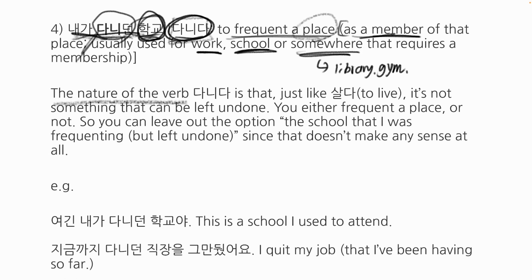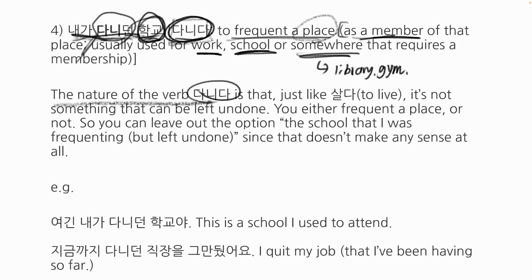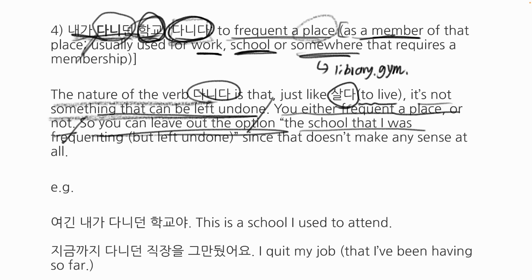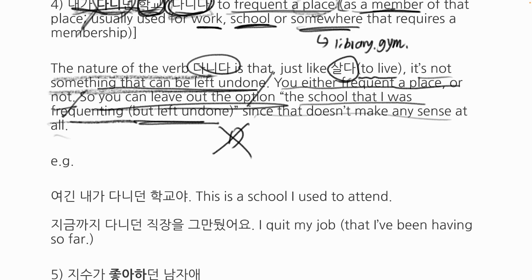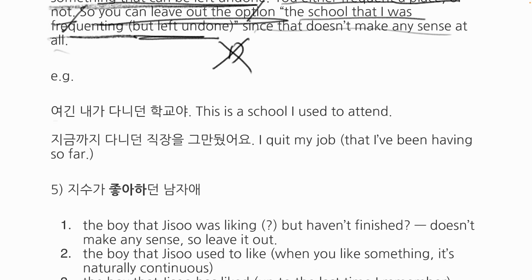And the nature of the verb 다니다 is that, just like 살다, which means to live, it's not something that can be left undone. You either frequent a place or not. So you can leave out the first option, the school that I was frequenting but left undone. The first meaning, leave it out, right? Since that doesn't make any sense at all. So if you say 여긴 내가 다니던 학교야, this would most likely mean the second one, the school that I used to go to.